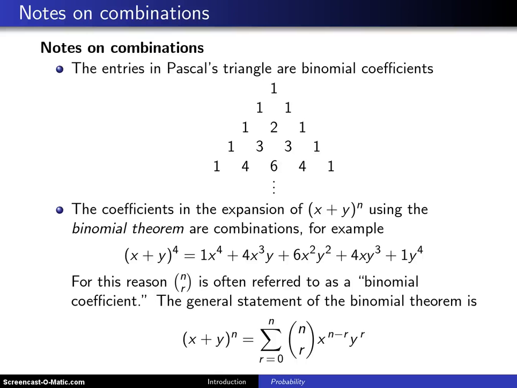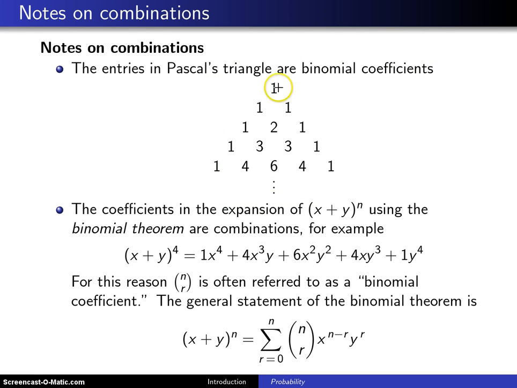So far we have defined combinations and illustrated them with a few examples. Now we're going to look at some notes on combinations. The first thing is the entries in Pascal's triangle are binomial coefficients. If you haven't seen Pascal's triangle before, it looks like this.